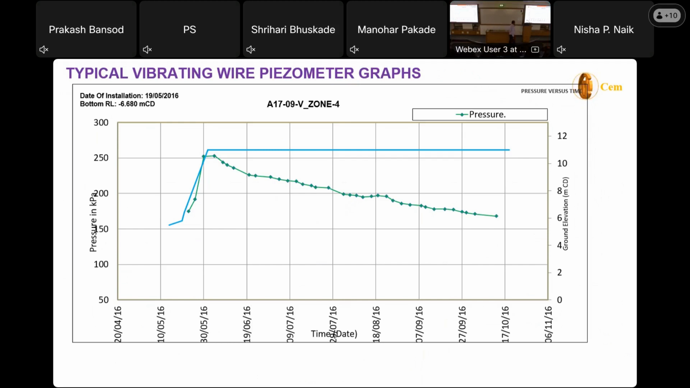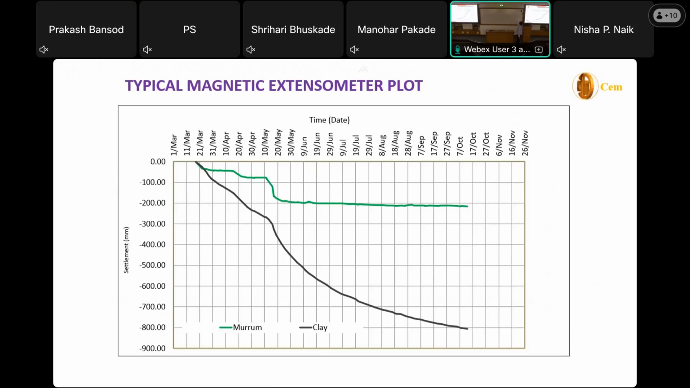Even though your data is very good, that's a practical problem. This is a magnetic extensometer. It is showing the thickness of the clay and the settlements of the murrum. Even the murrum is loosely filled in the first 5 meters, because we cannot compact underwater. It has some settlements, so we also take care of how much settlement is happening in the murrum.